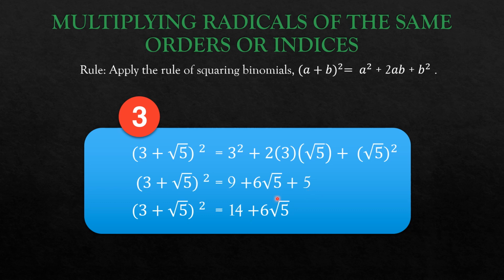And then simplify. Since ito, 9 tsaka 5, pares na whole number, pwede na natin silang pagsamahin. So, 9 plus 5 is equal to 14. And then copy the radical 6 square root of 5. Hindi po natin pwedeng i-add si 14 at saka si 6 because they are dissimilar. So, ito na po yung magiging final answer natin. 14 plus 6 square root of 5.